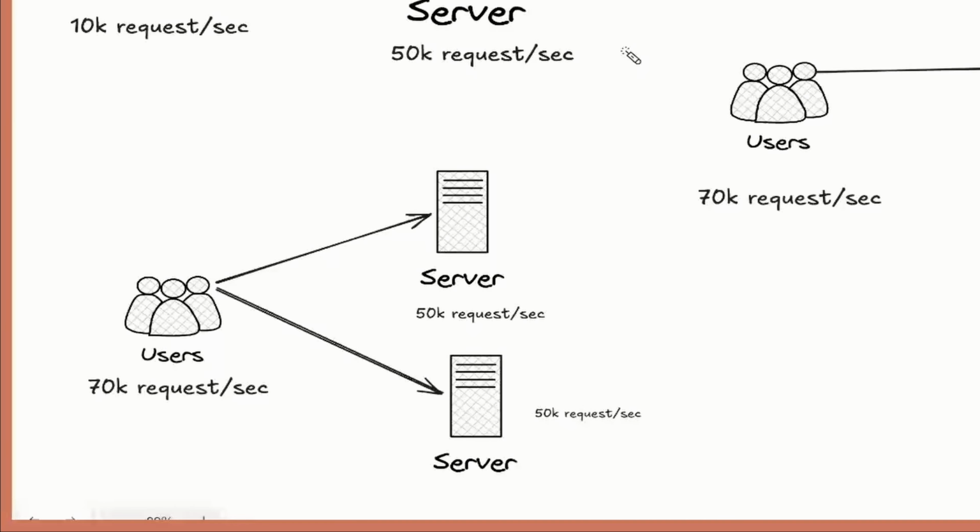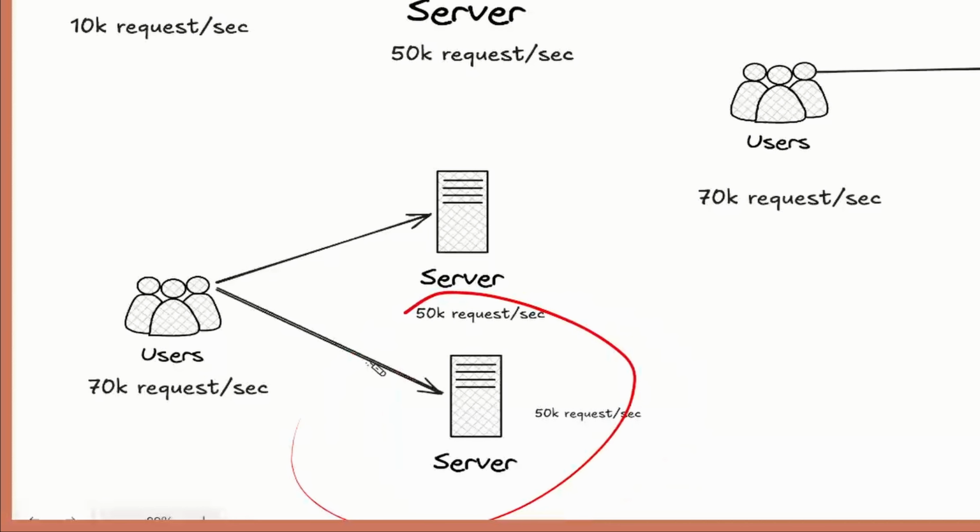But as the internet grows, let's directly jump to 2014 and 15. At that time, people increased. Now 70,000 requests started coming per second. We have to understand that one server can only handle 50,000 requests, and another server can handle 50,000 requests. So what we did is we just put in two servers. Now some of the users will send the request to this server and some users will send the request to this server.